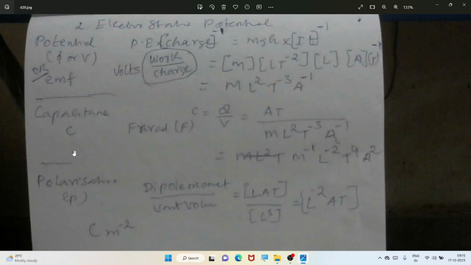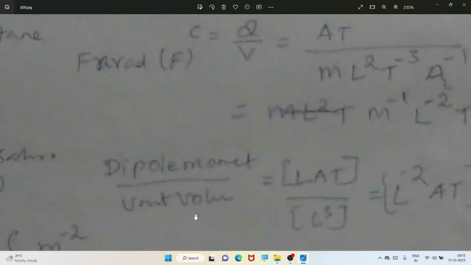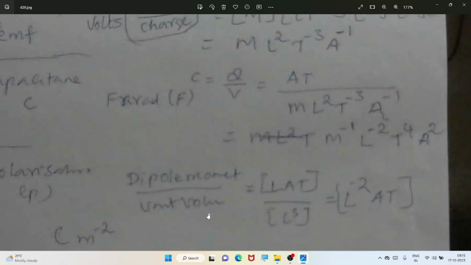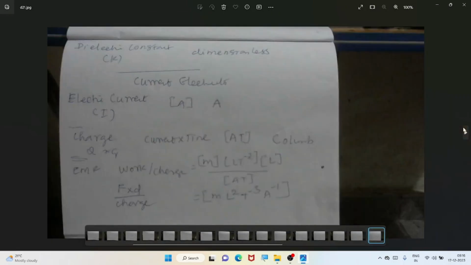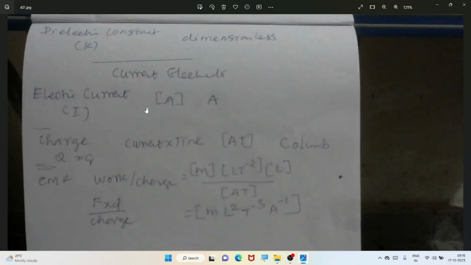Capacitance, using Q by V we can find out. Q is charge, current into time. V is the voltage. Polarization, dipole moment divided by unit volume, dipole moment by volume. Dielectric constant k, dimensionless. Electric current, ampere, charge, current into time.